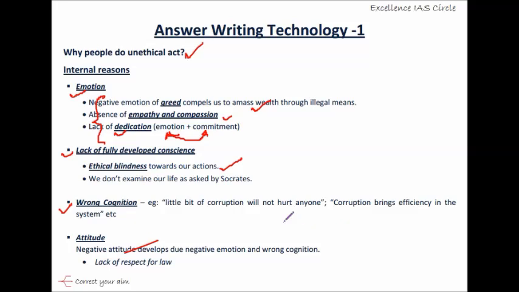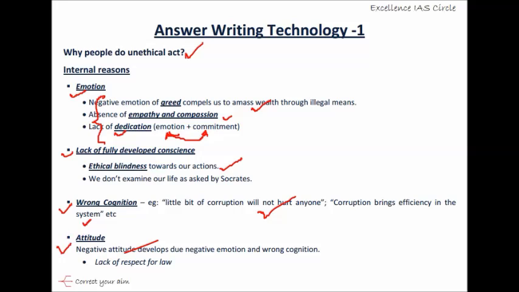For example, a little bit of corruption will not hurt anyone. If you're under the impression that a little bit of corruption will not hurt anyone, that means you have something wrong with you. You're carrying some wrong information. So there's a problem with your cognition. Or worse, corruption brings efficiency in the system. If you're a believer of this kind of thing, if you're carrying this kind of information in your head, then there's a problem with your cognition, and that is explanatory of your behavior.